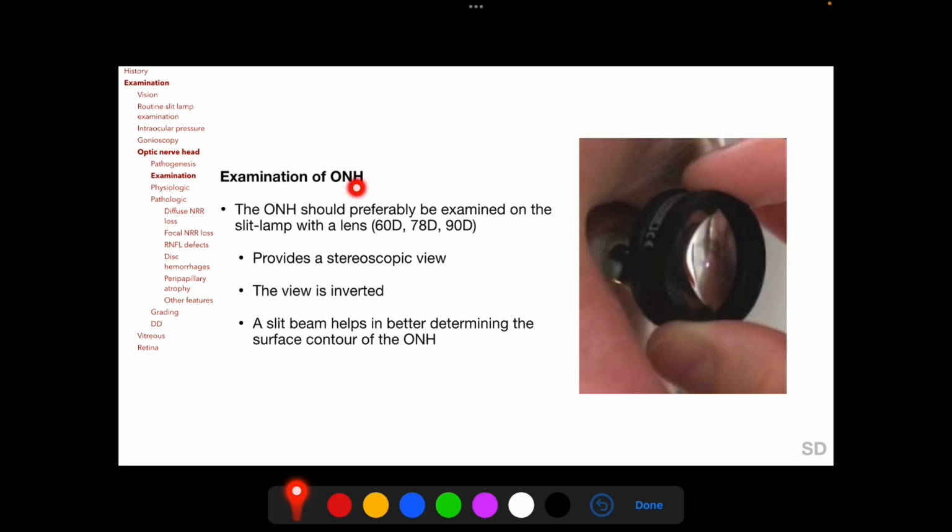Examination of the optic nerve should preferably be performed on the slit lamp with a fundus lens such as the 60 diopter, 78 diopter or the 90 diopter lens. These fundus lenses provide a stereoscopic view, but the view is inverted, which is very important to remember. So the superior pole of the optic nerve will appear to be inferiorly located, and the inferior pole of the optic nerve will appear to be superiorly located. Similarly, there is a right-left inversion also.